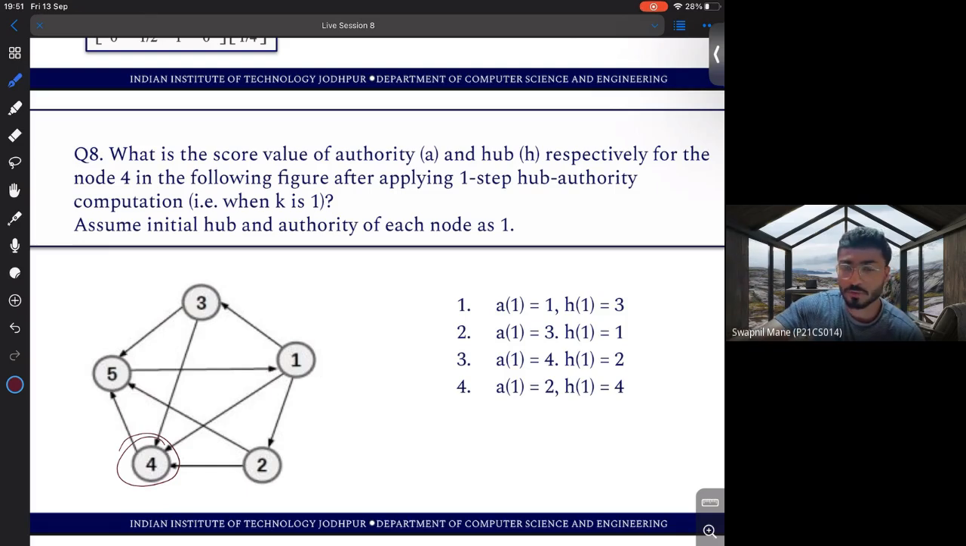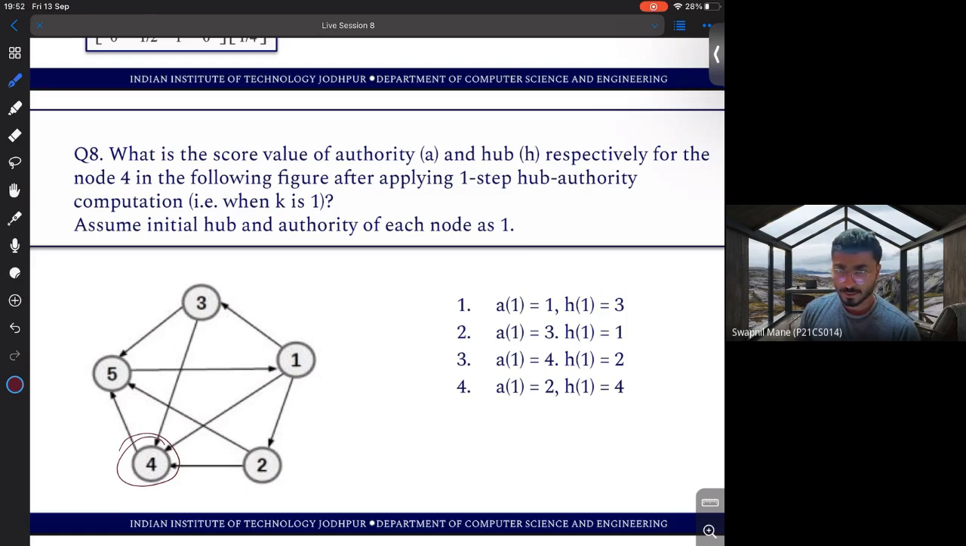The hub score we calculate by summing the authority scores of the neighboring nodes that the particular node points to, and the authority score we calculate by summing the hub scores of the incoming nodes. It might be difficult to understand from a theoretical statement, so let's do it experimentally and see how we can calculate the node scores in a graph.